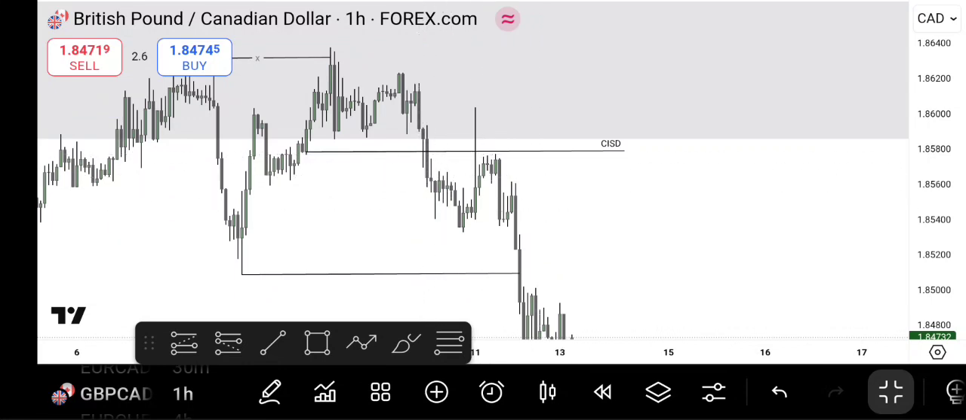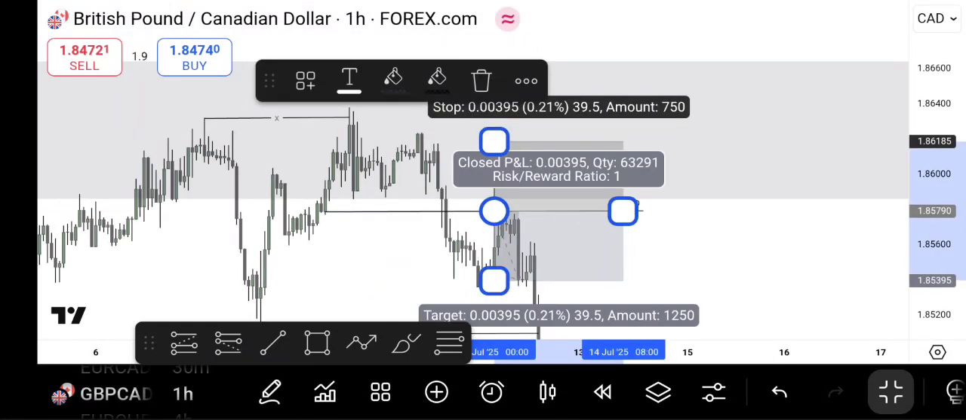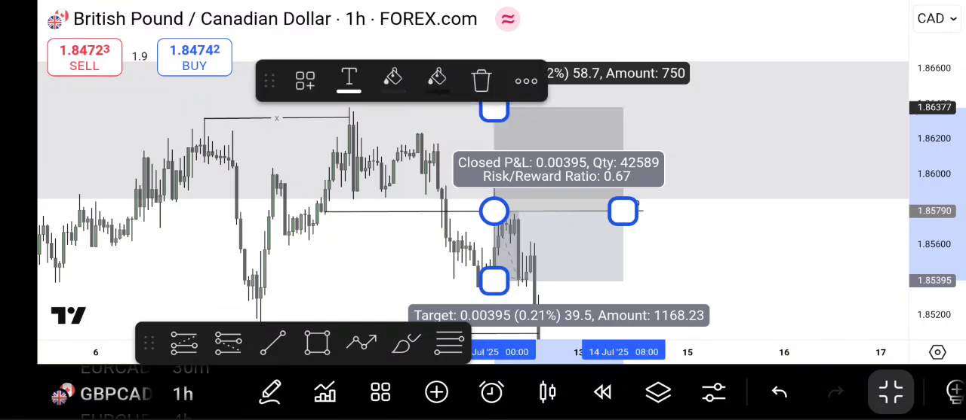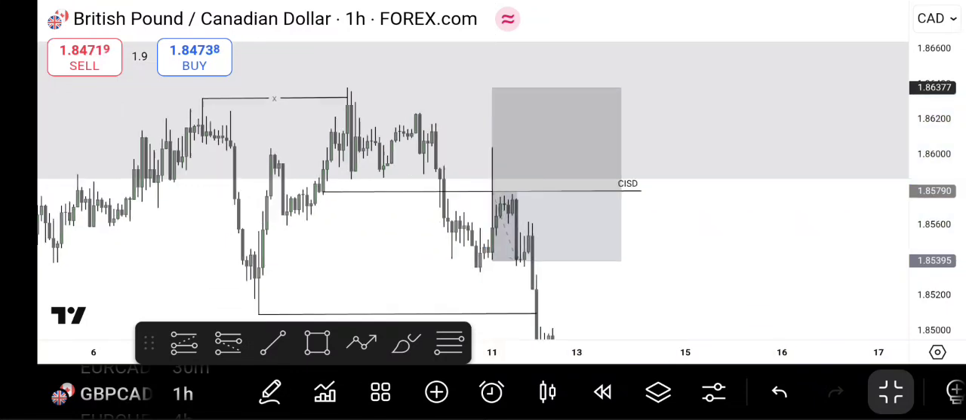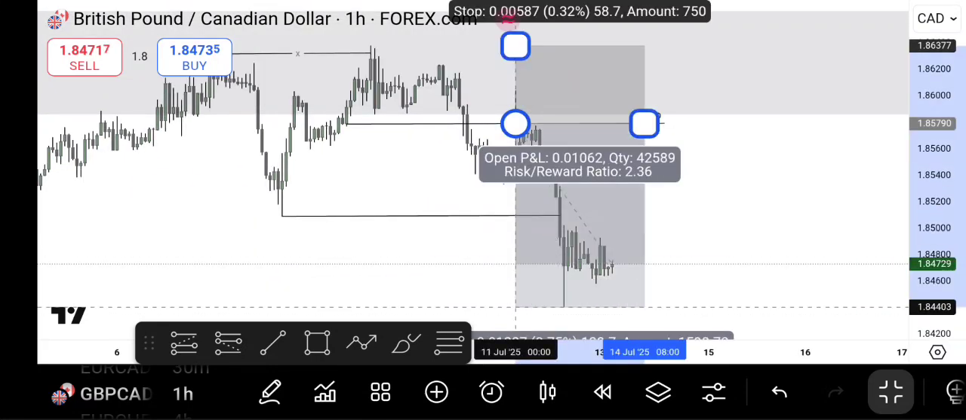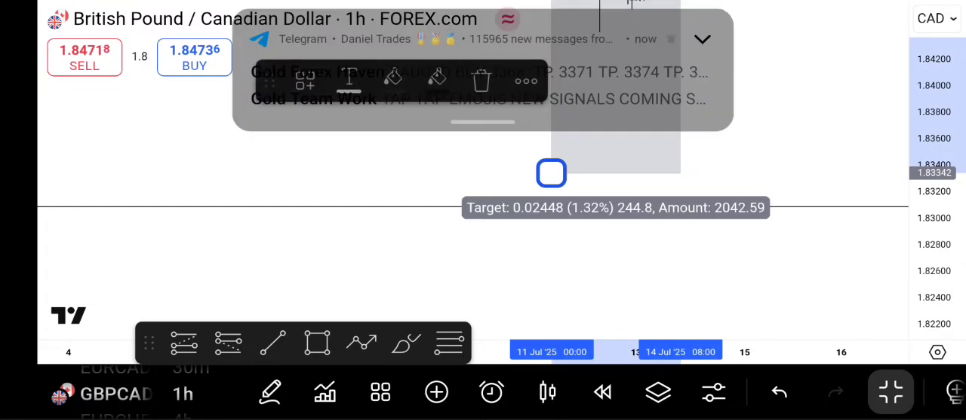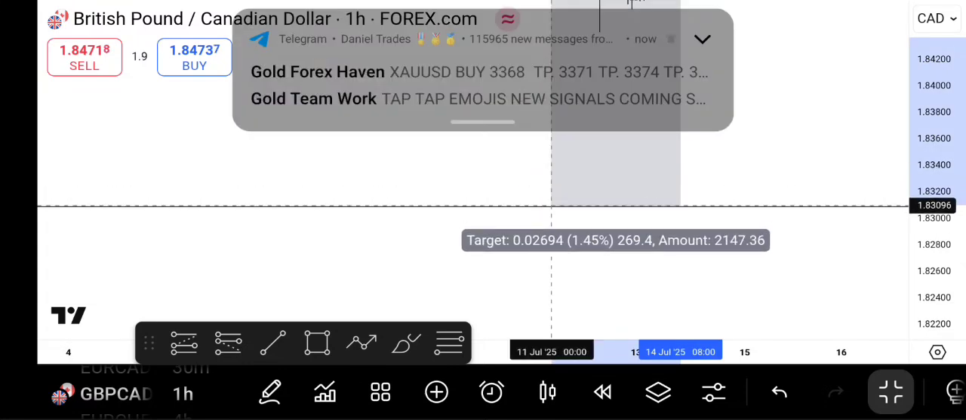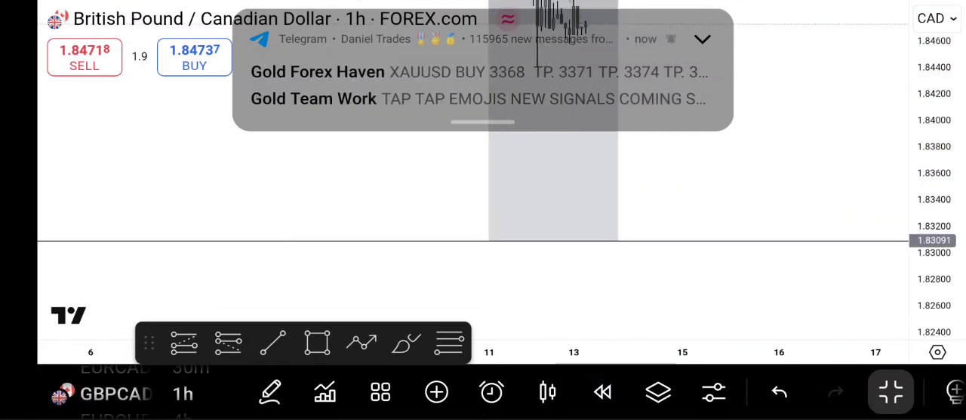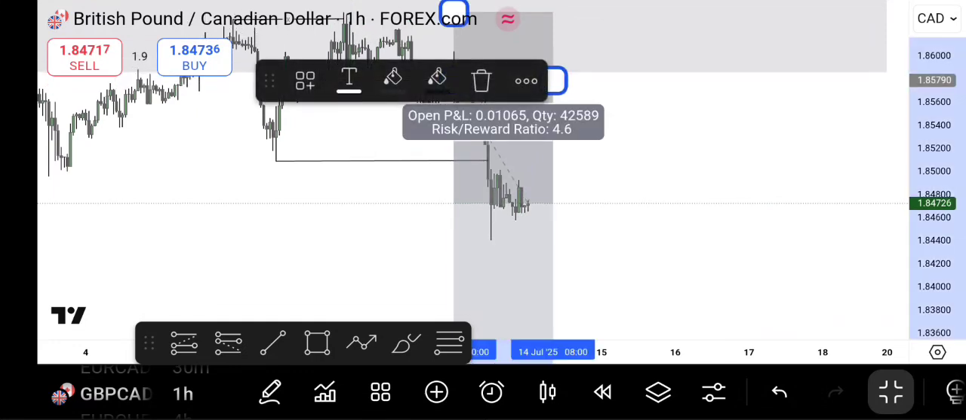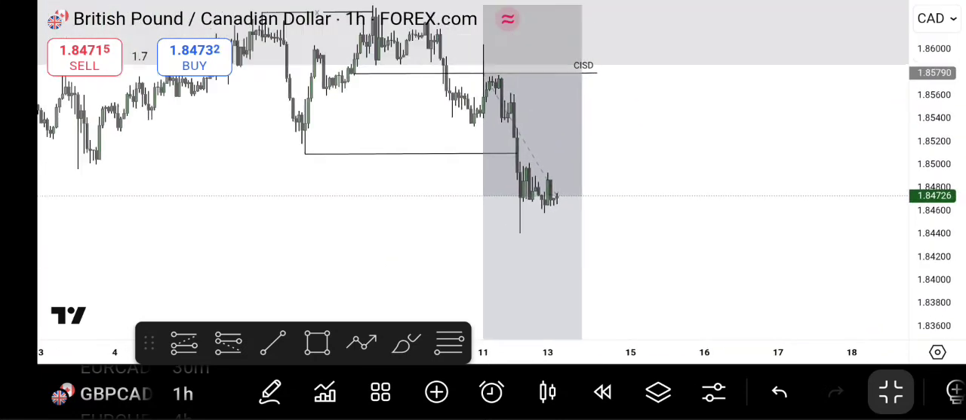Then here I'll put my short position. I put my stop loss at the previous high, which is this one now, then target the previous low below. So I'm aiming for a 4:6 risk to reward ratio, as you can see.